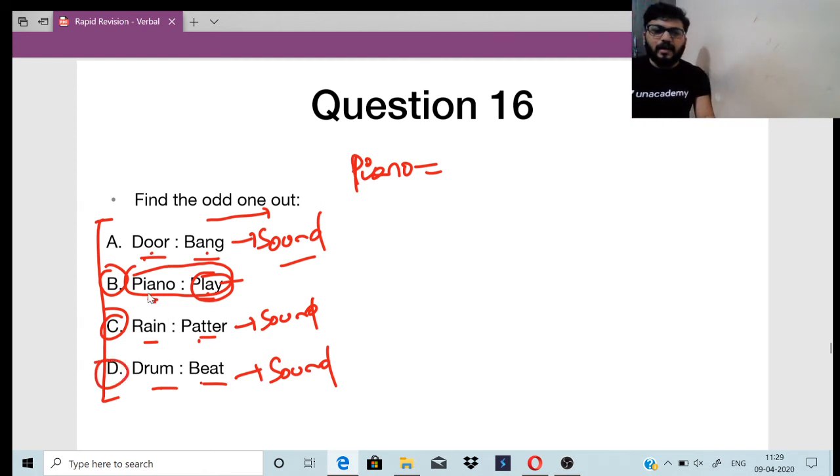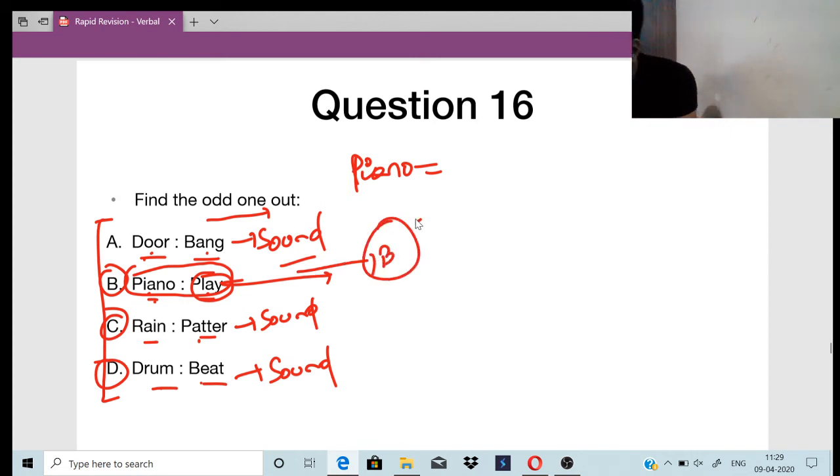So similarly, piano is to play. That is not at all a sound. You are playing the piano. You should name a sound there. So rhythmic, saxophones, you should play. Flute ka sound kya hota hai? The whistle. Flute ka sound is the whistle. You cannot tell play as the sound of a flute. So it is option B.